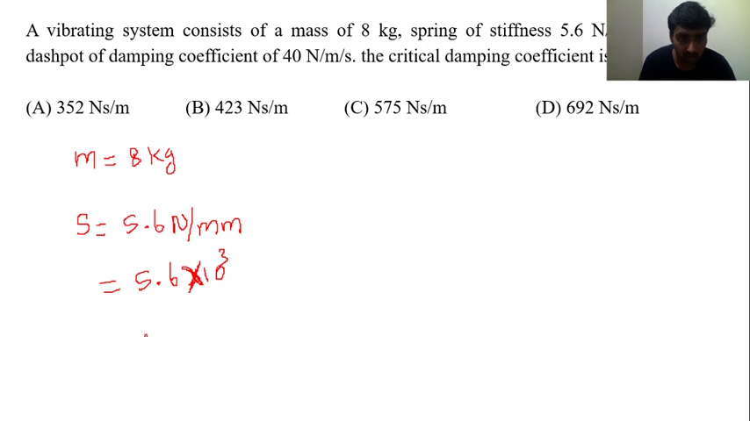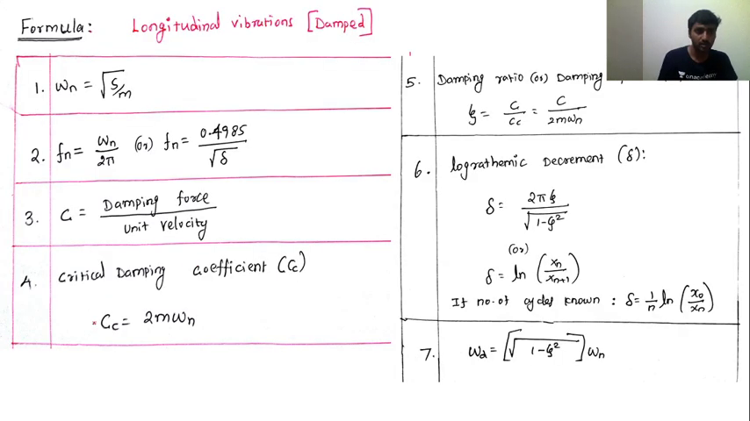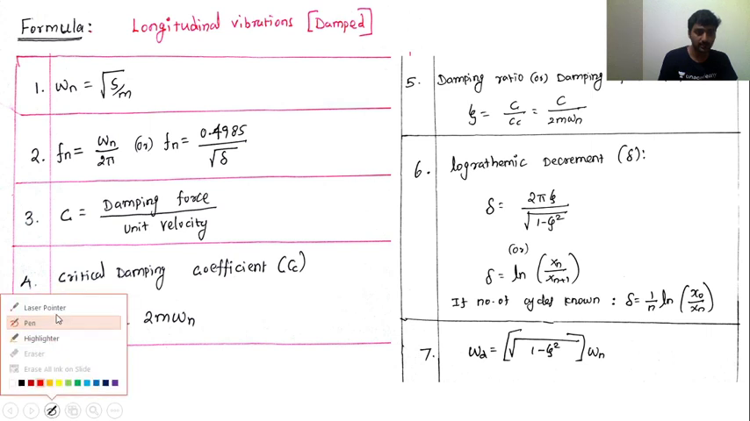5.6 into 10 to the power 3 Newton per meter. These two values are more than sufficient to identify the value of the critical damping coefficient. Here the damping coefficient was given in the problem. Now, coming to the critical damping coefficient formula.